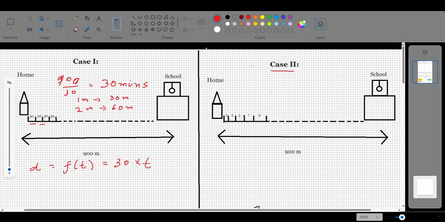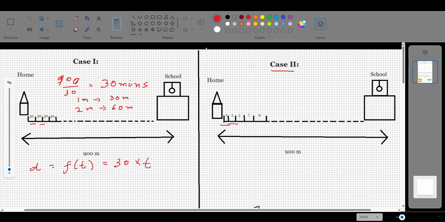Now the student in case 2 is after my own heart. He doesn't really want to go to school. So what he does is he also is 900 meters away from school, but he lingers around first. In the first minute, he only walks 1 meter. In the second minute, he walks 3 meters. In the third minute, just 5 meters. So you see, slowly the distance he's covering with each minute is increasing. And eventually he runs to school because he realizes he's really late.